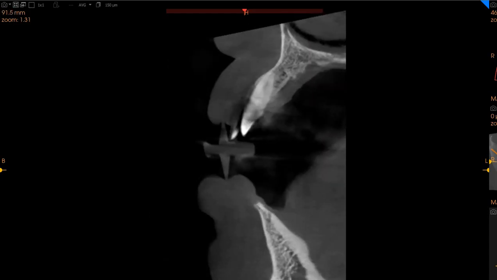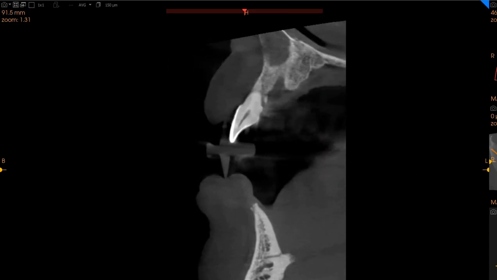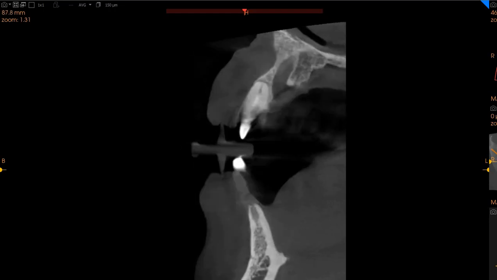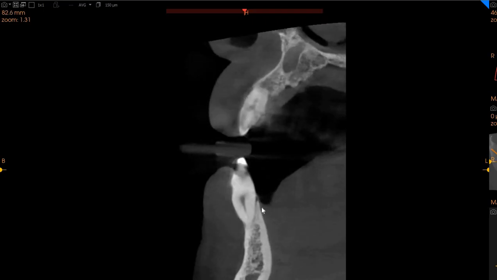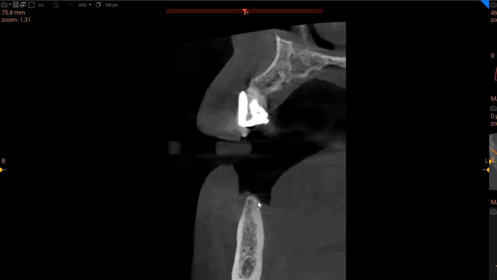Now, the lower right central incisor, you can see we've got a thin ridge. The lower right lateral incisor, again a very thin ridge, no implants can be placed. This is the canine region. If the canine is to be extracted, we've got 8 millimeters of width with approximately 12 millimeters of height. Then in the first premolar region right here, we've got approximately 4 millimeters of ridge width with 15 millimeters of height.